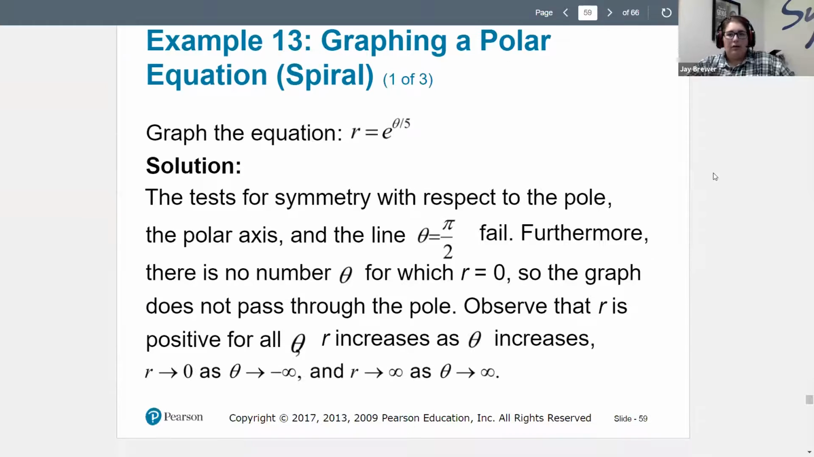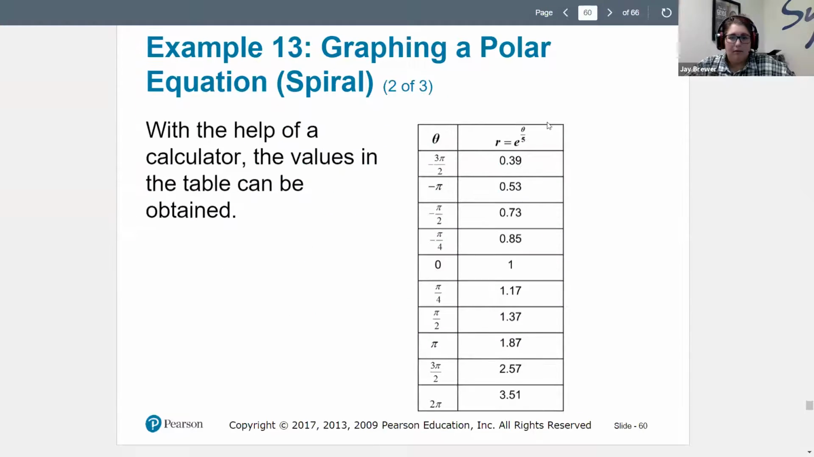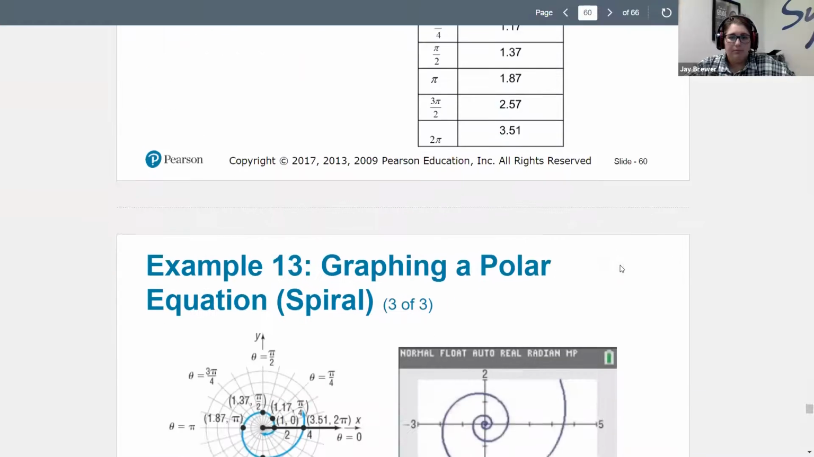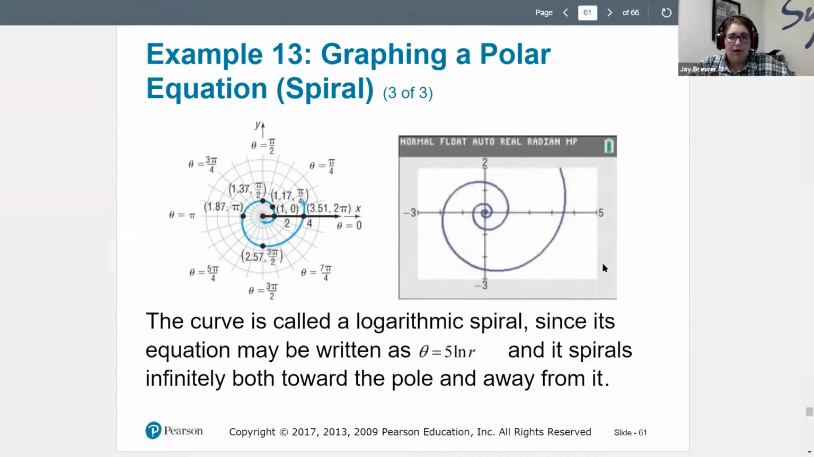All right, we can also have a spiral, which is obviously going to be in the form of e to the theta something. They found their points, and then that's really cool. The curve is called a logarithmic spiral since its equation may be written as theta equals 5 ln of r, and it spirals infinitely both toward the pole and away from it.